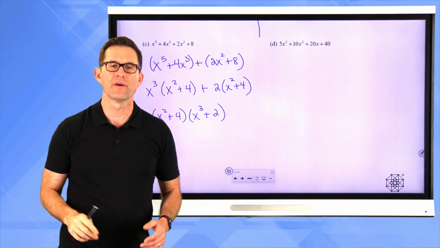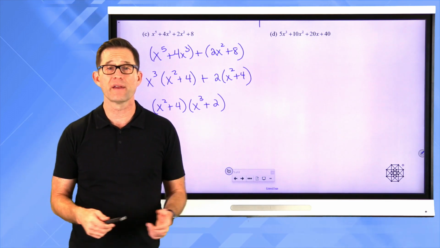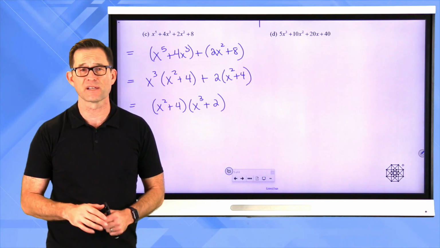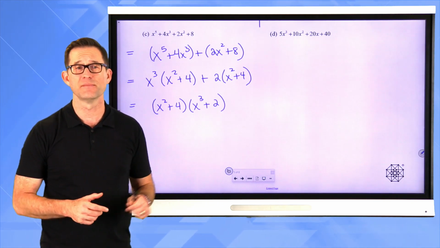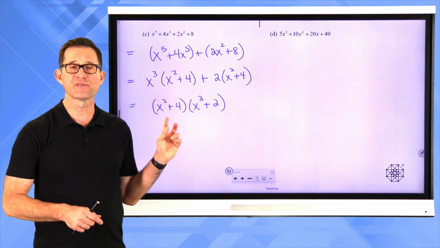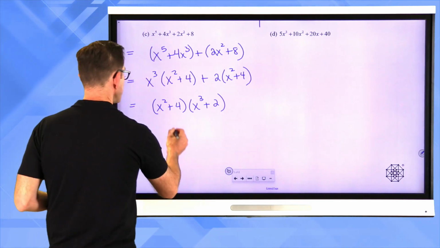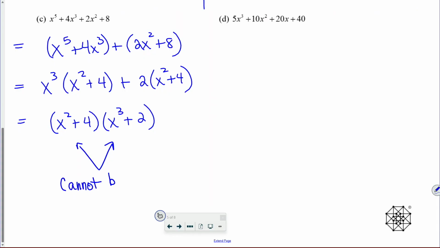Now, it would be very, very tempting to look at the x squared plus 4 and say, oh, I'll factor that into x plus 2 times x plus 2. Well, that won't work, right? Because x plus 2 times x plus 2 is x squared plus 4x plus 4. Or maybe x plus 2 times x minus 2. Nope, that would give me x squared minus 4. X squared plus 4 cannot be factored. Neither can x cubed plus 2. Both of these cannot be factored. They are both what are called prime.